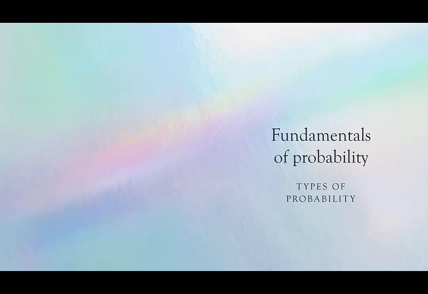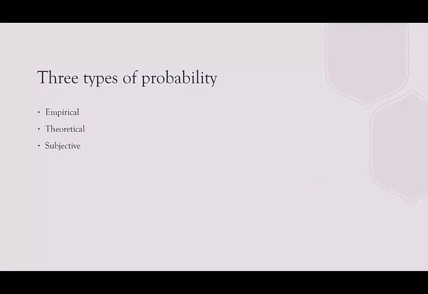In this video, we are going to talk about the three main types of probability. And they are empirical, theoretical, and subjective. Let's look at each one. First up, we have empirical, also known as the relative frequency approximation of probability.